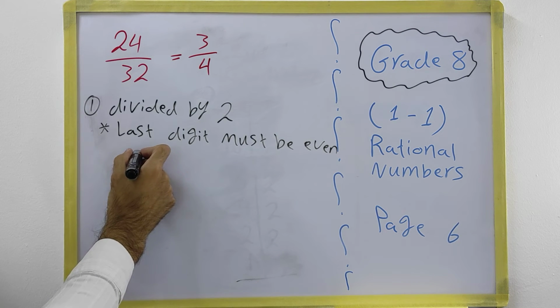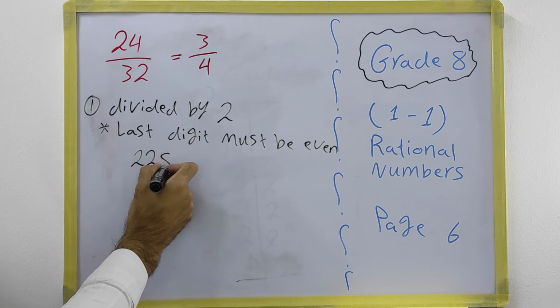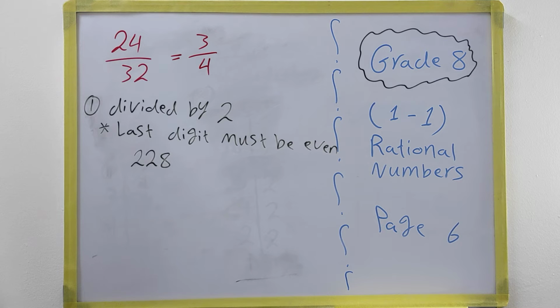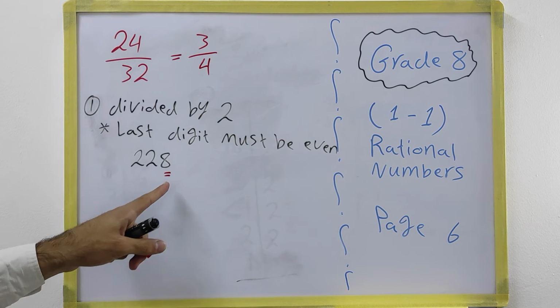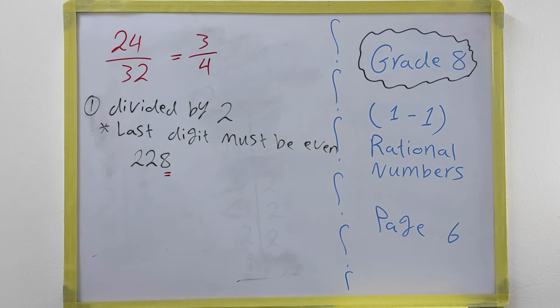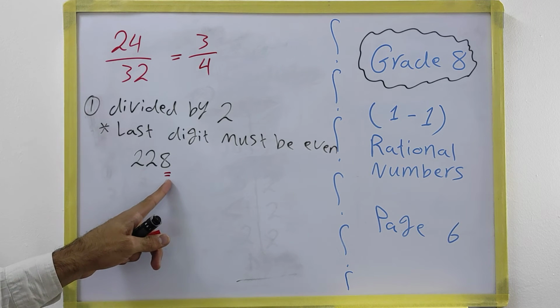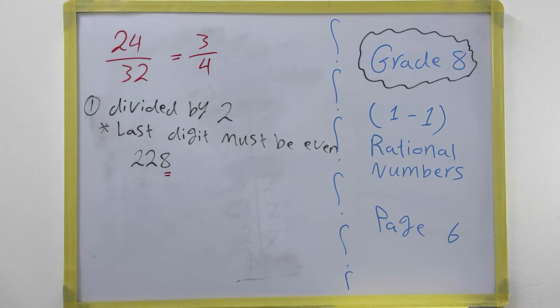Like what? 228. You just look at the last digit. If it's even, yes, this number can be divided by 2. Even numbers are what? 0, 2, 4, 6, 8, 10, these numbers. You just look at the last one. If it's even, yes, this number can be divided by 2. If not, it's not divisible by 2.